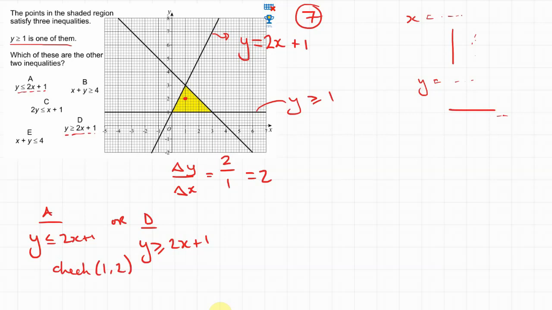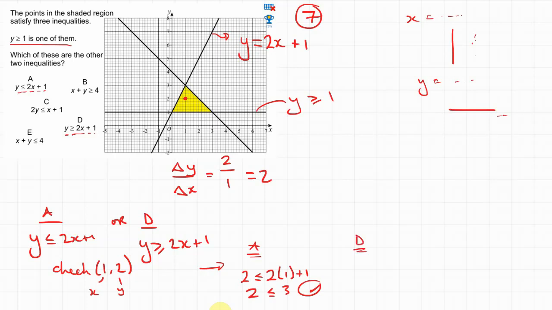The coordinate I've put a little dot on. So let's go over here. Let's test A. So remember, 1 is x, 2 is y. So instead of y, I'm going to put 2. Is 2 less than or equal to 2 lots of x, which is 1, plus 1? Is 2 less than or equal to 2 plus 1, 3? Yeah, that seems true.